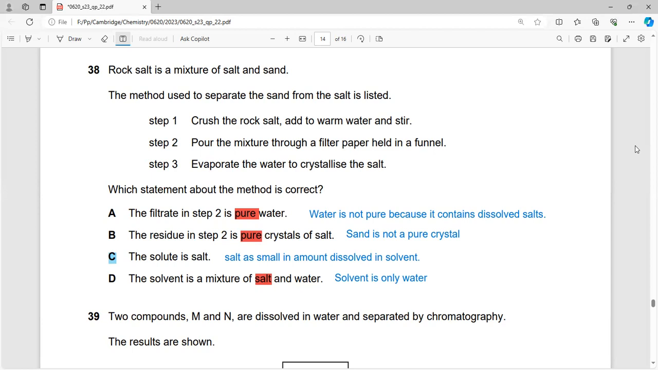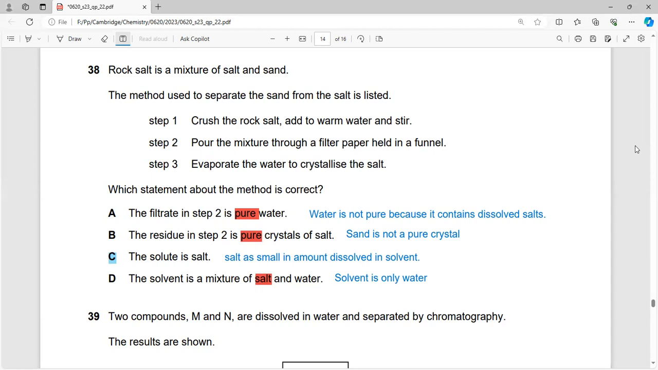Here, the filtrate in step 2 is pure water? In step 2, the filtrate will come down, and the residue, meaning the sand, will get separated on the surface of the filter paper. The filtrate, which passes through the filter paper, is not a pure substance. Why? Because the water contains salt, so it is not pure. It is in solution state.